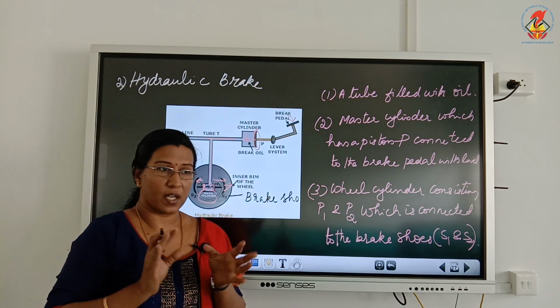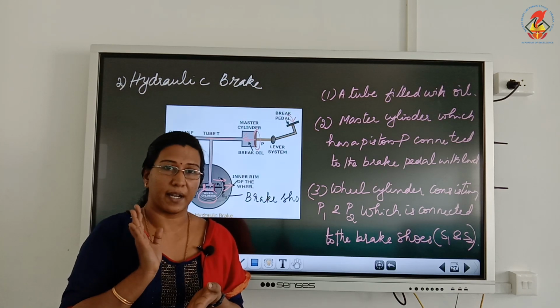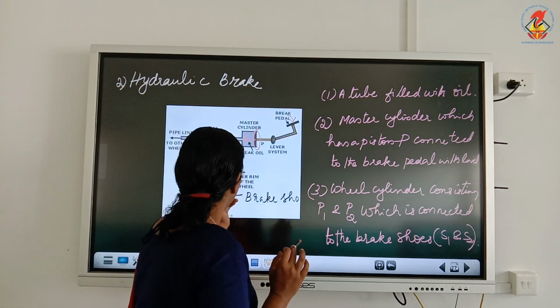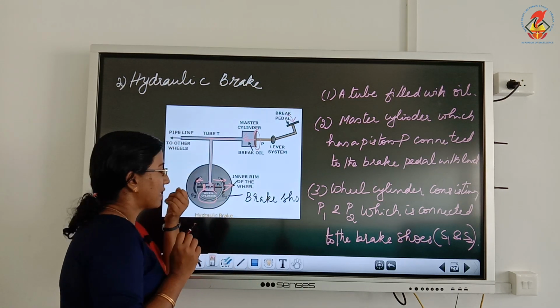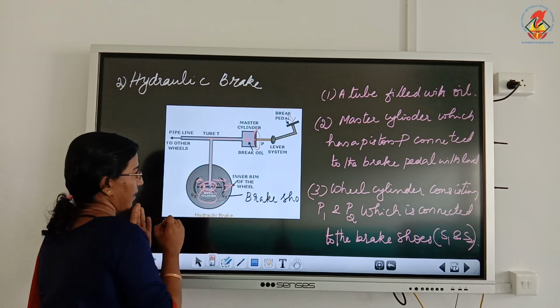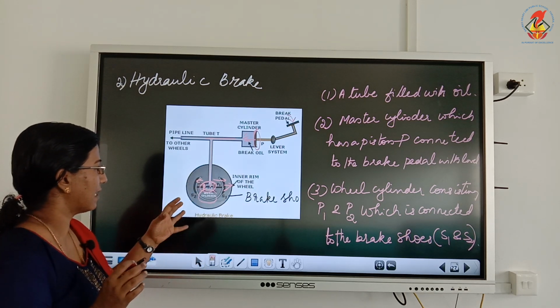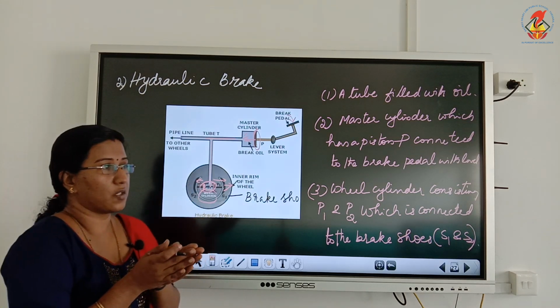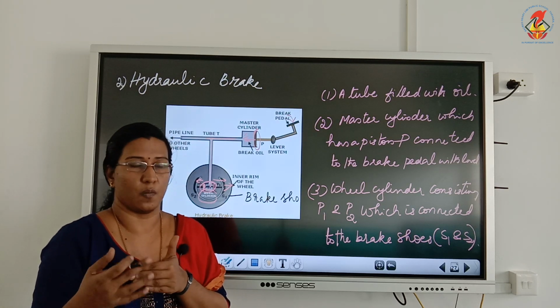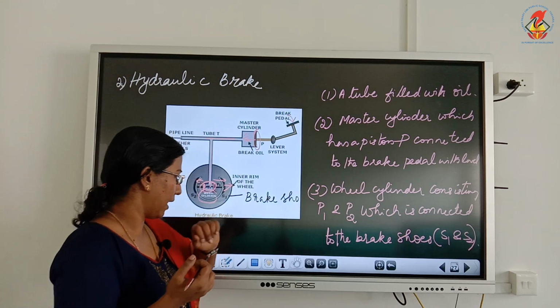Now what happens once you remove your foot from the brake pedal, the pressure or the force exerted is gone. So the pistons will try to come back to their initial position, and because of the action of the spring present in the wheel cylinder, the brake shoes will come back to their initial position, and then the vehicle will start to move. Very simple working.